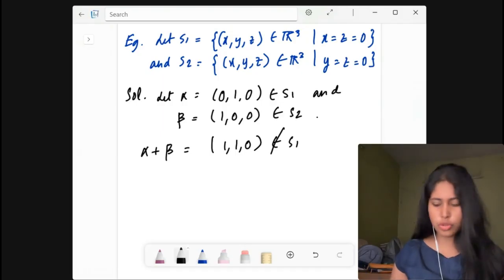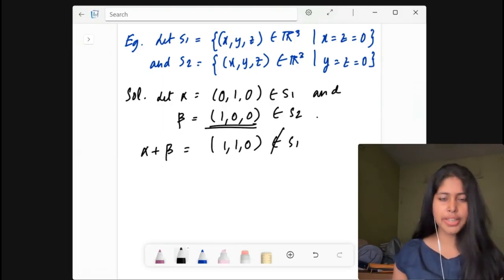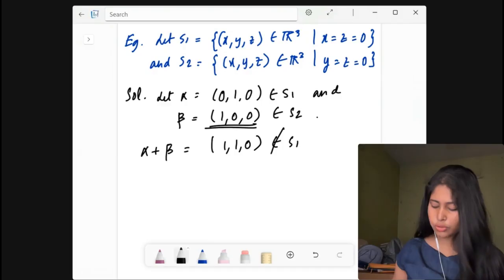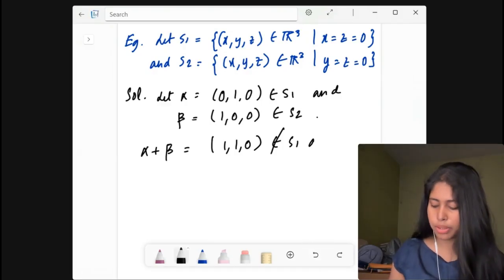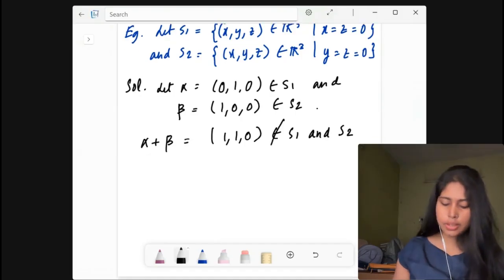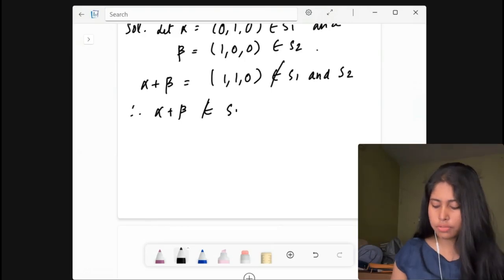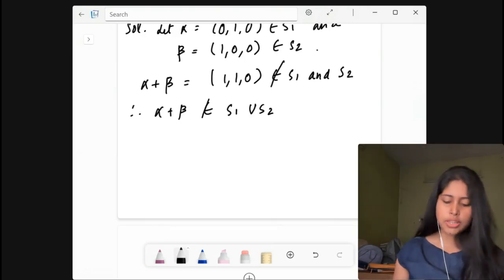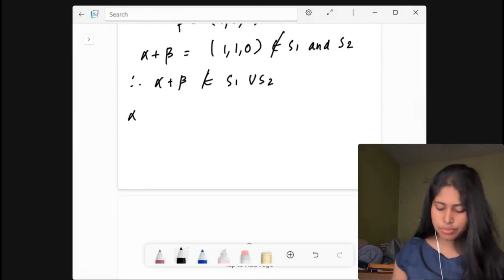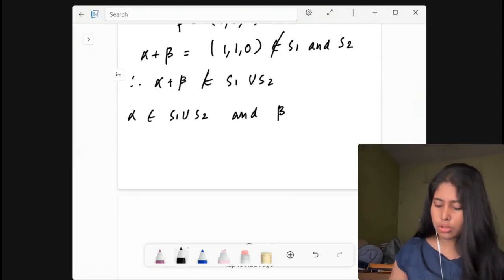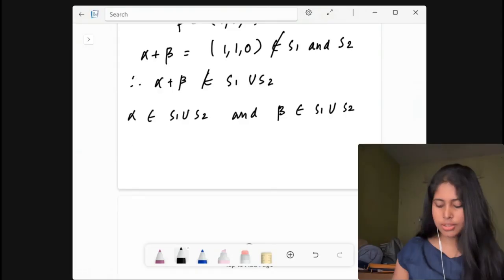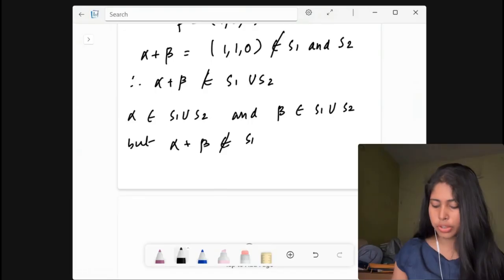Now does this belong to S2? No. You can see the S2, right? Is S2 similar to alpha plus beta? No, right? So we will say that this does not belong to S2. Then we can say therefore alpha plus beta does not belong to the union of S1 and S2. Therefore alpha belongs to S1 union S2, and beta belongs to S1 union S2, but this does not satisfy: alpha plus beta does not belong to S1 union S2.